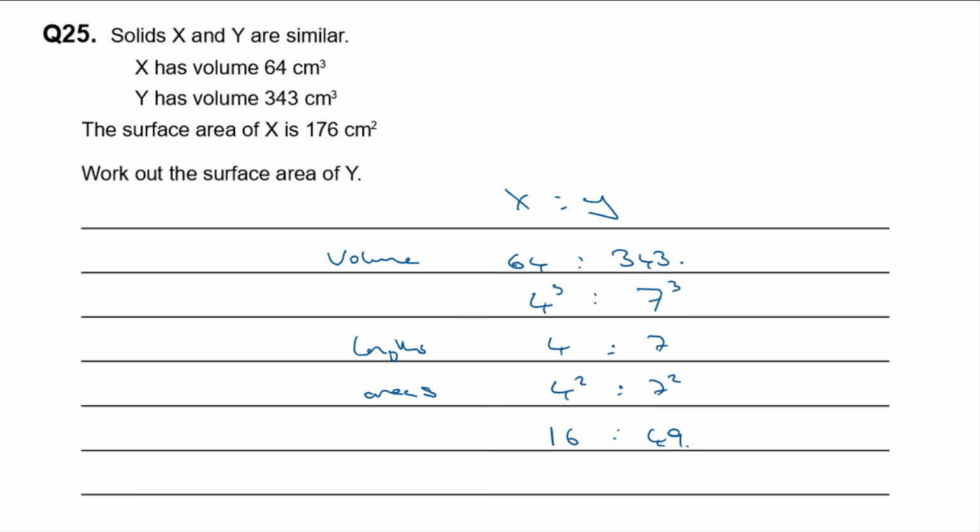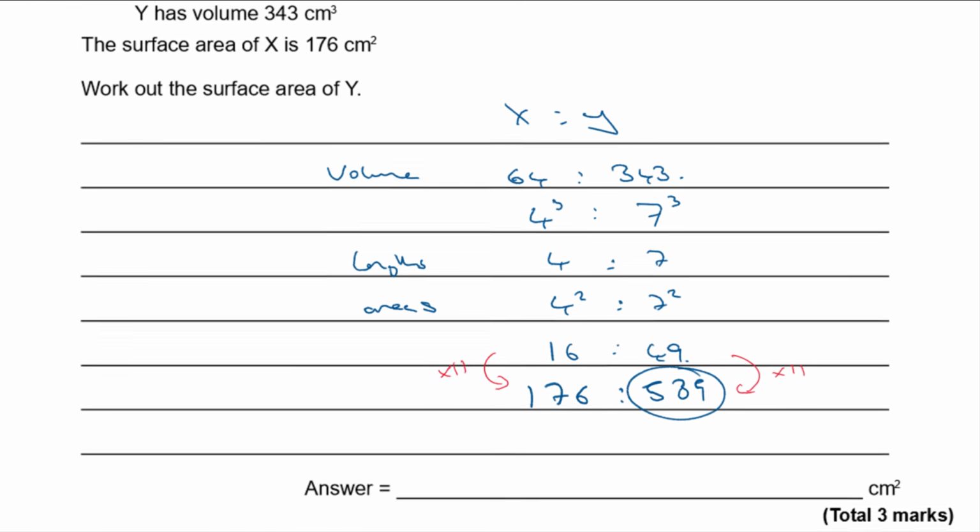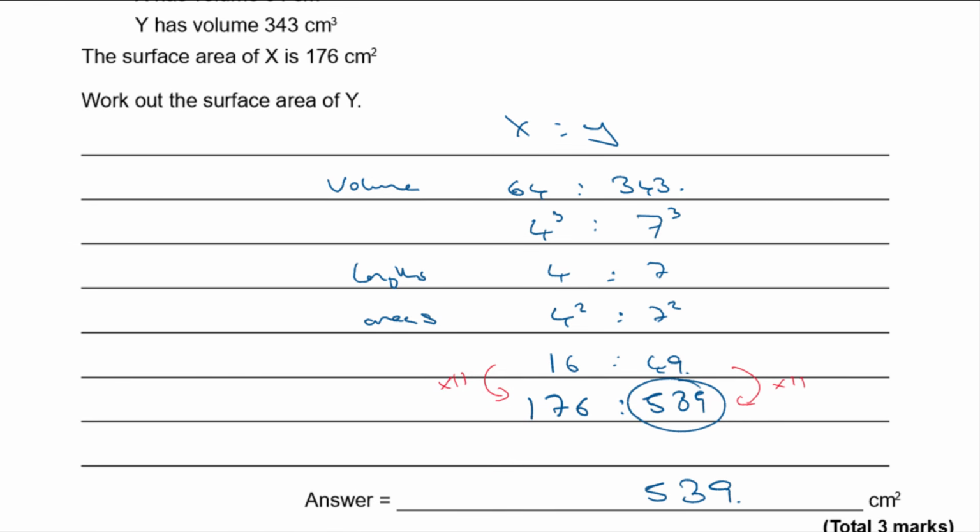Okay, so I know the ratio of their areas is 16 to 49, and I know the surface area of X is 176. So how many times bigger is 176 compared to 16? I think that's 11, isn't it? Because 16 times 10 is 160, and I've got another 16 on top. So that's 11 times bigger. So if I times this one up by 11, 10 49s would be 490, and another 49 would be 539, I believe. Okay, so then that is going to be my surface area for Y, 539. So that's my answer, 539.